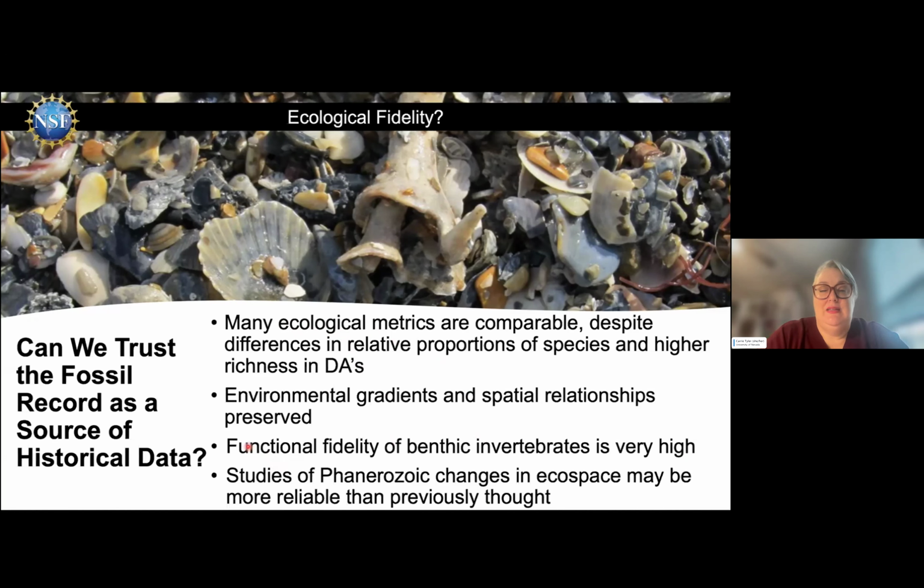And in this case here, I showed you the functional fidelity for benthic invertebrates, and it's very high. And so this gives me a lot of confidence that when we're looking at the Phanerozoic and changes in ecospace through time, this is probably fairly reliable. I'm very optimistic, or cautiously optimistic, about that. Of course, we need more studies to really agree, but this is very, very promising.